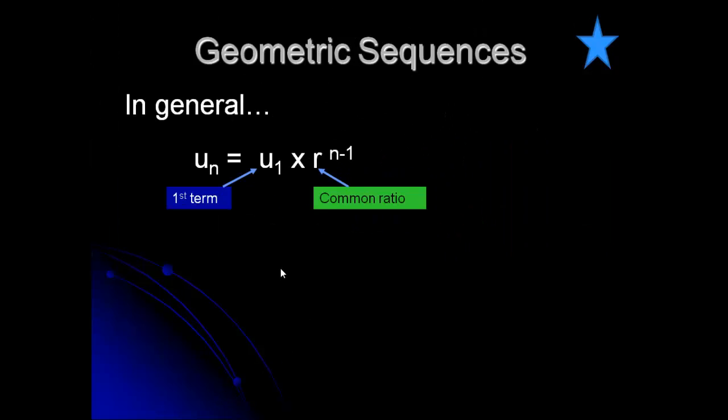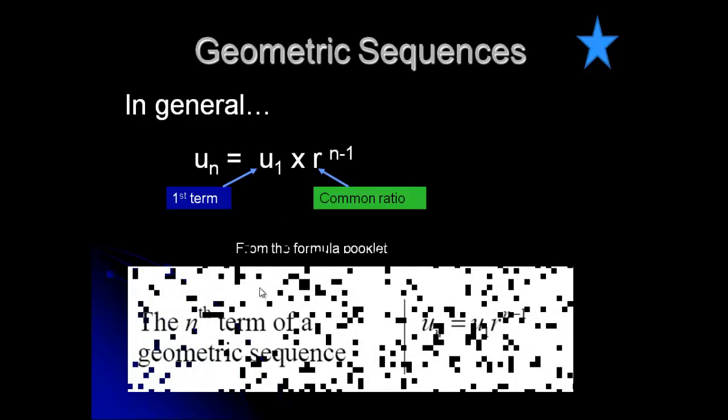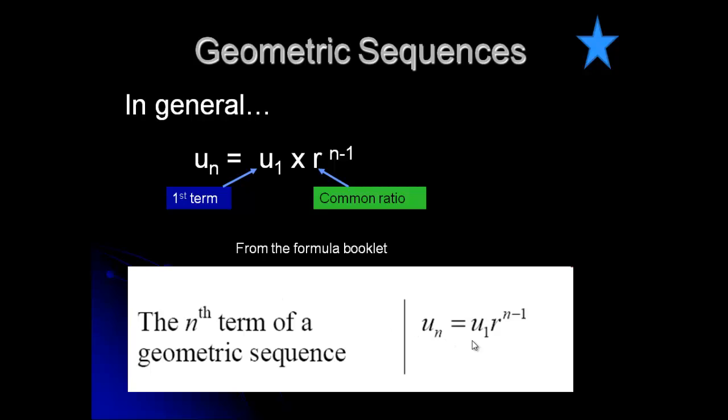So in general, un equals u1 times r to the n minus 1. You will often see this written as a instead of u1. So a times r to the n minus 1.